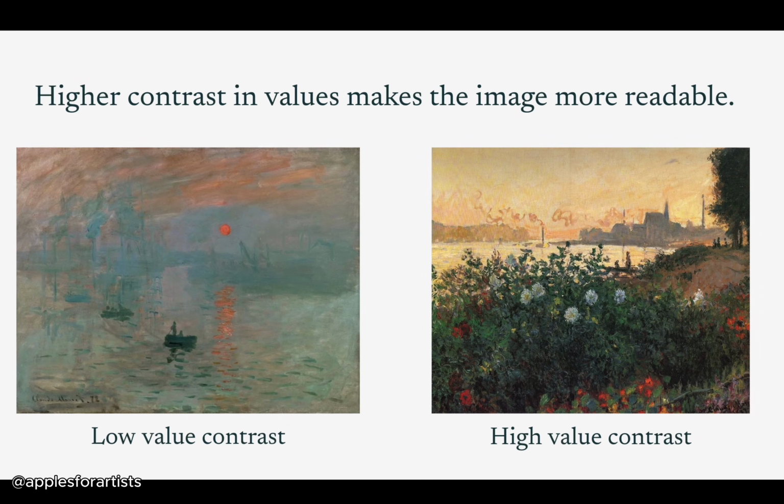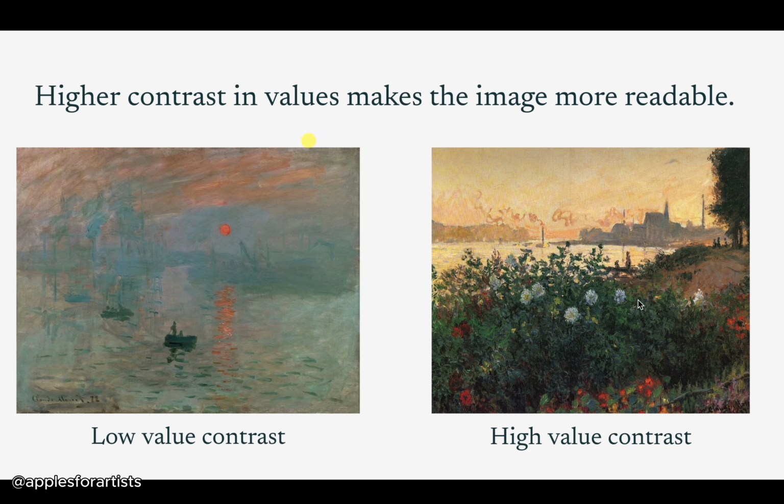Let's take a look at an example right here in real illustrations. On the left, in this illustration, there is a very low value contrast. Everything is around the same darkness or lightness, and thus it's really hard to determine what exactly is in this piece. As the viewer, we can make several guesses. Maybe there are boats here, maybe there is a harbor, but we can't precisely determine what there actually is due to this very low value contrast.